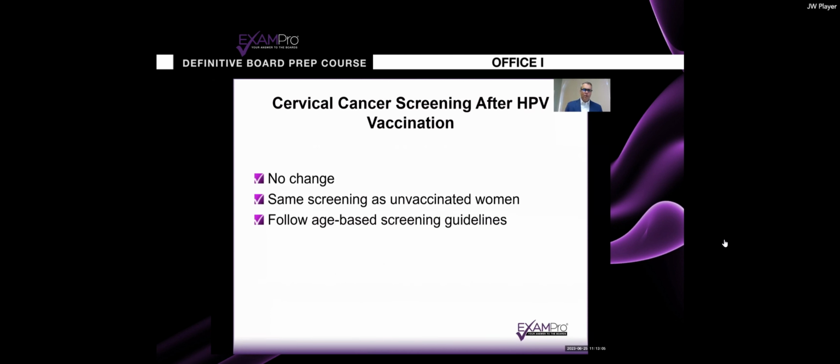What about after a patient gets the HPV vaccine? This should be a no-brainer. I believe all of you are up on this 100%. It does not change our screening approach. HPV vaccine, very important. We recommend it. It doesn't change our cervical cancer screening approach.